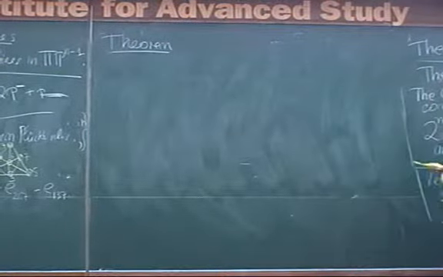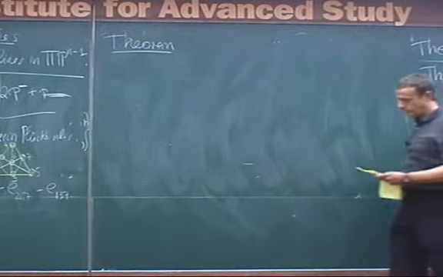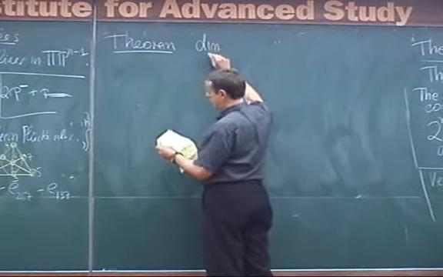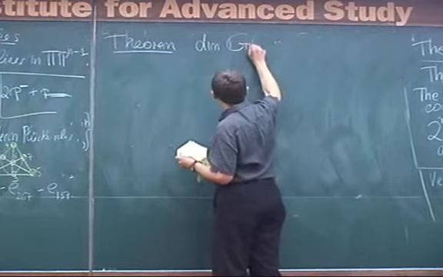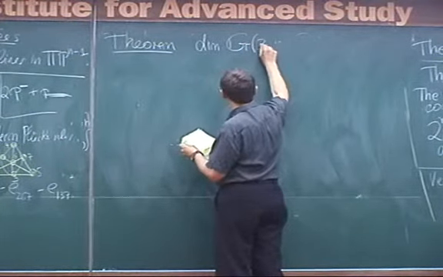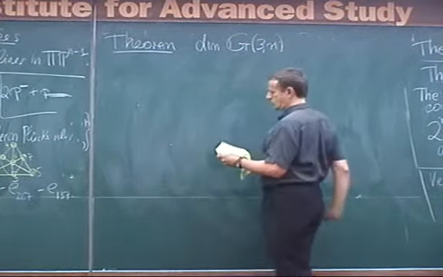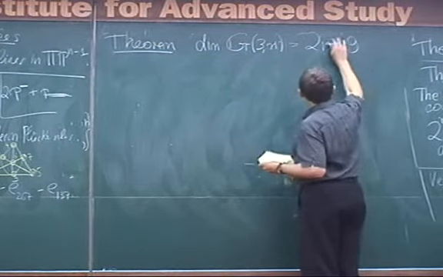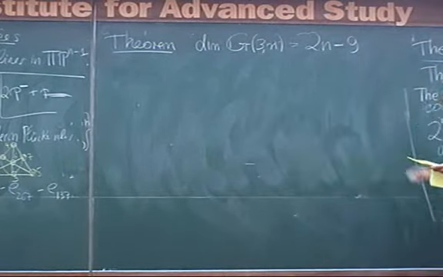I should maybe tell you a few things that are not so old, but maybe a little newer. So here's a newer theorem that says the following. The dimension of the Grassmannian we know, right? So the dimension of the Grassmannian, 3n. Let's focus on 3n. That's 2n minus 9. So that was the table we had earlier.